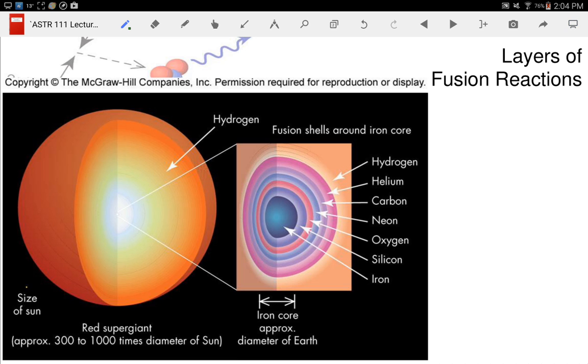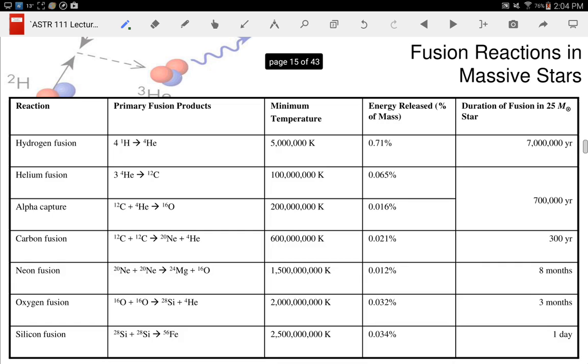You have one form, starts growing out, core collapses, start fusing something in the core. That stops. Another shell forms, starts going out, core collapses, start a new fusion. So it just keeps repeating that process, getting hotter and hotter in the core. And each time it gets to the minimum temperature for a new fusion, that one begins. So all at one time you have all of these shells, which is pretty amazing.